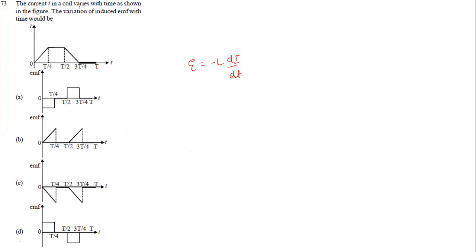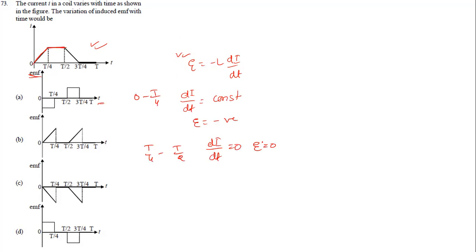A current I varies with time as shown here. So now we need to find out the relation between EMF and time. Look at the initial case: current is going to increase here at a constant rate. So di by dt is constant. Since it's a constant, from this equation EMF becomes negative between 0 and T by 4. Now if I look at T by 4 to T by 2, this region, the current is not changing, right? So di by dt is 0, so EMF becomes 0.